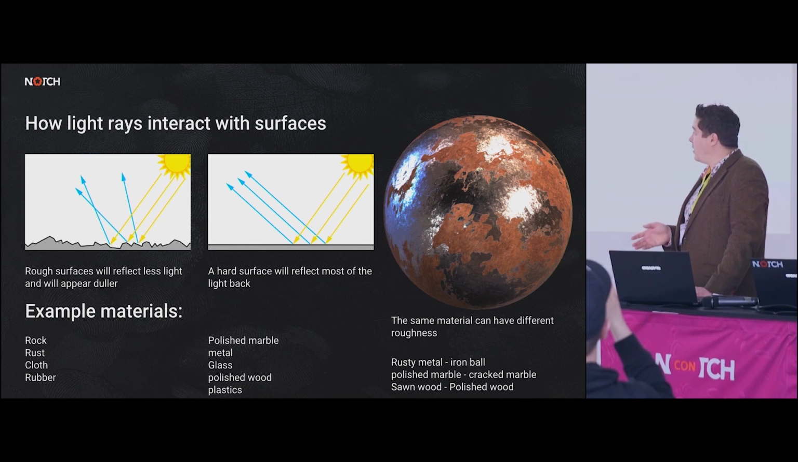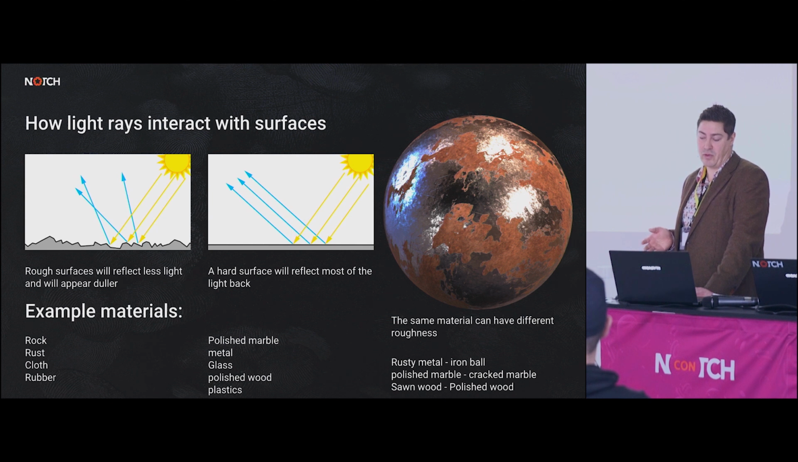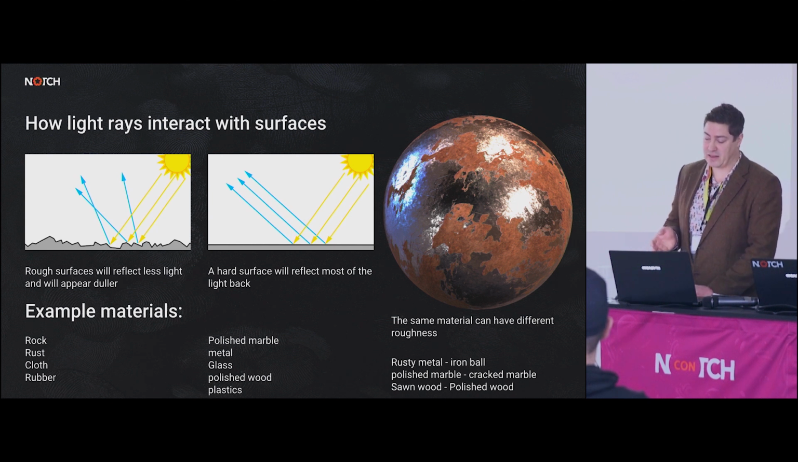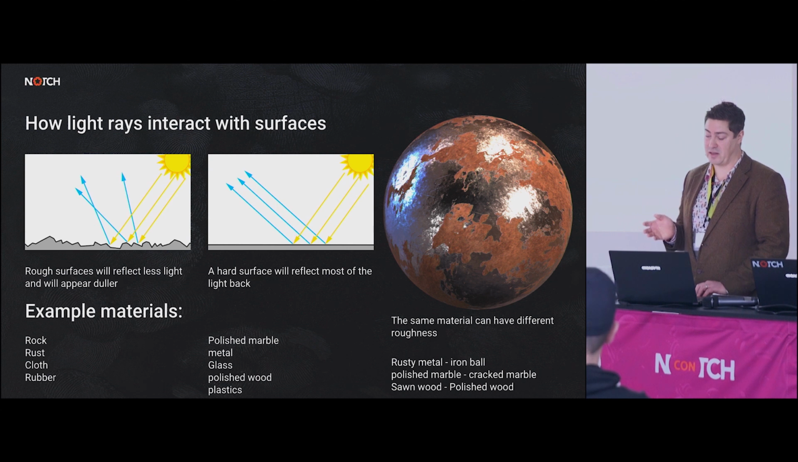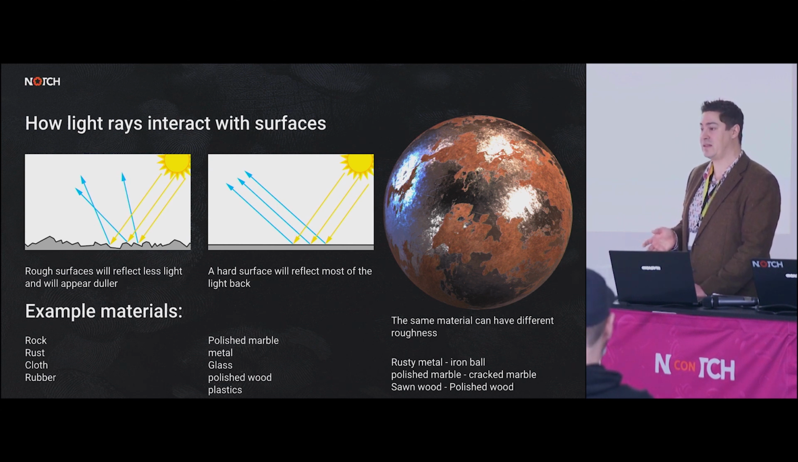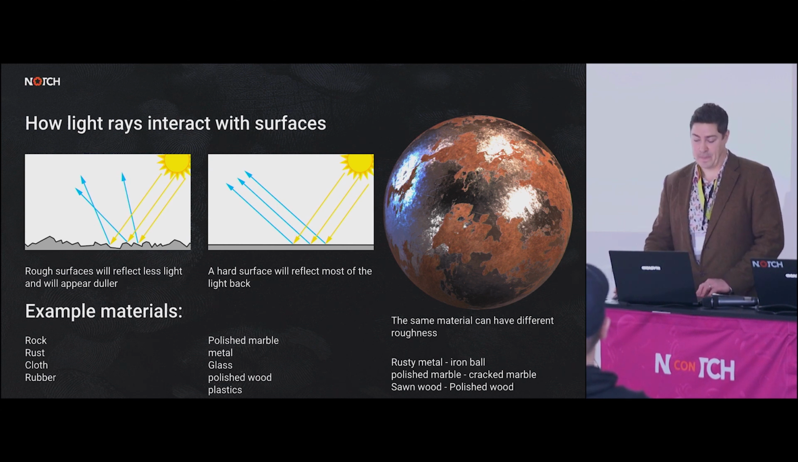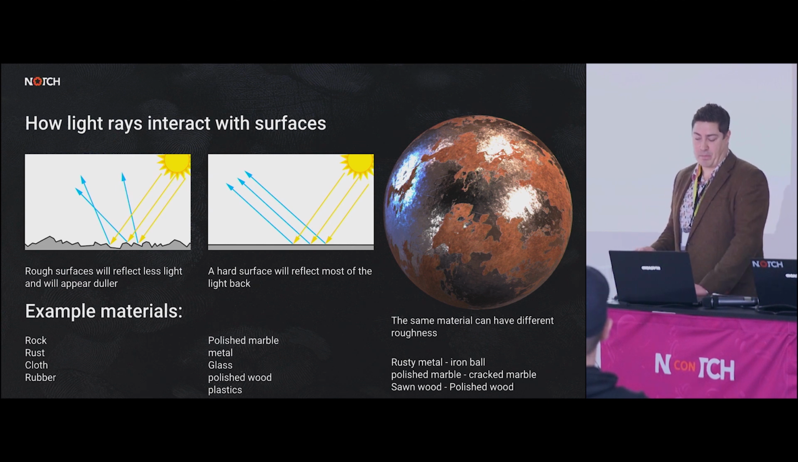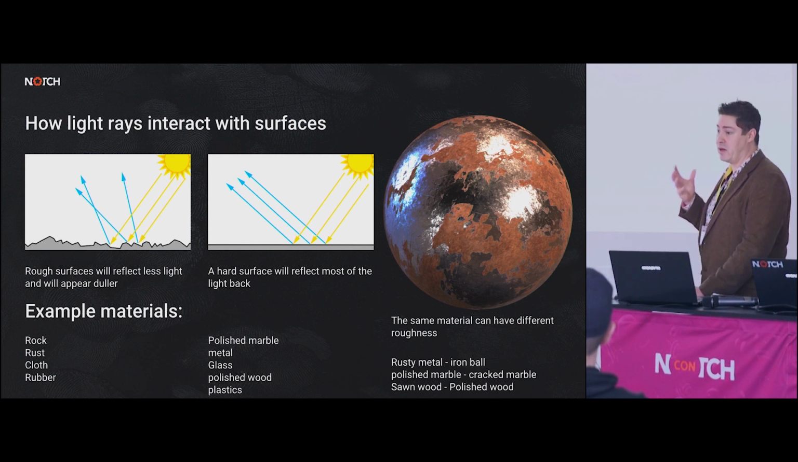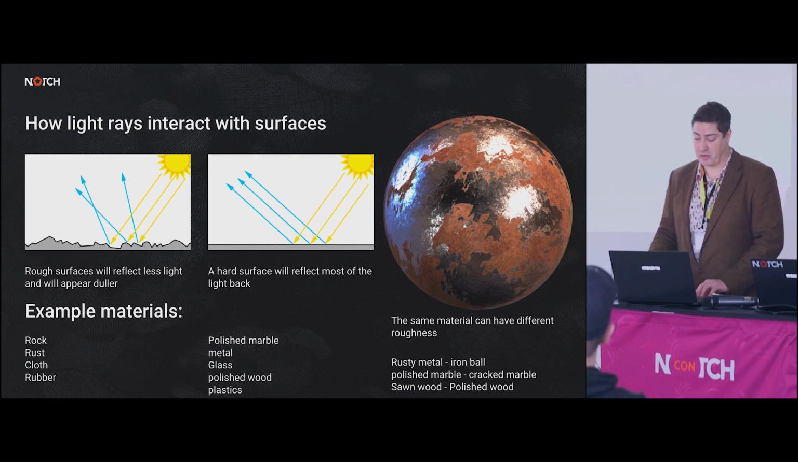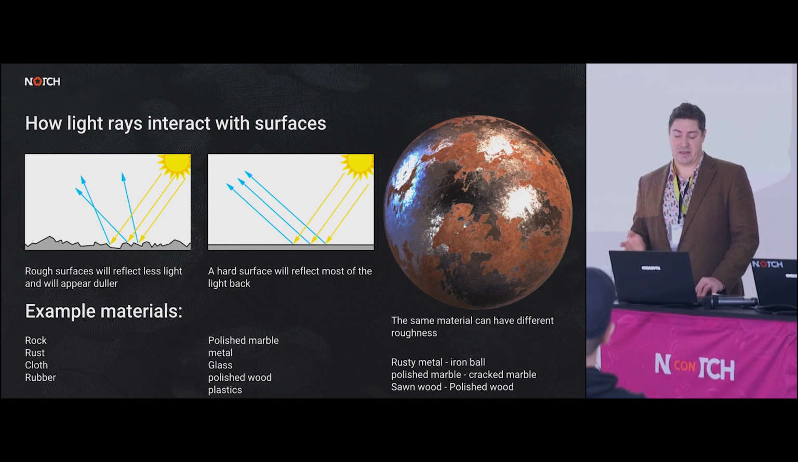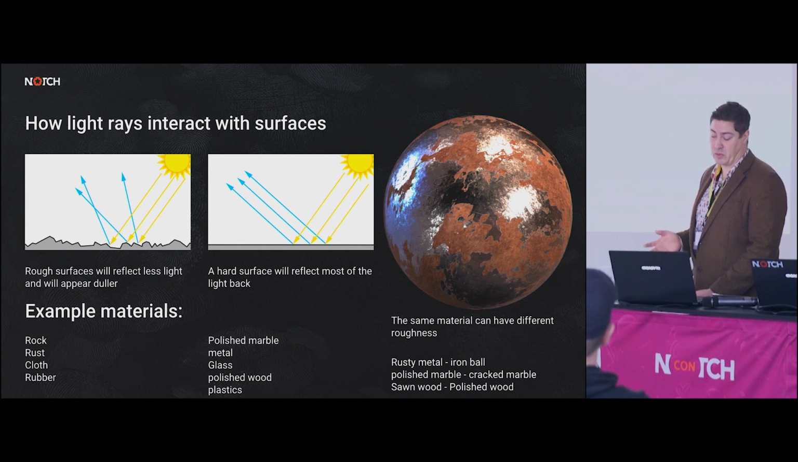So how are these light rays interacting with the surface? On a very basic level, a rough surface has less light reflected because the light gets lost in the small pits and dents that are within that surface. That light gets bounced back out and scattered, so it looks less reflective, and the light physically doesn't return to your eyes. A hard, shiny surface reflects nearly all of the light back towards your eyes with only minimal light loss.